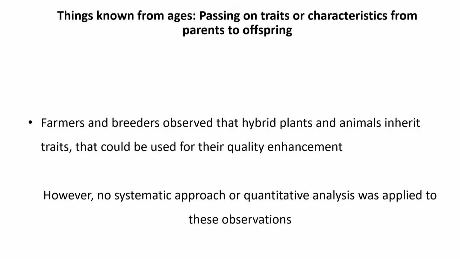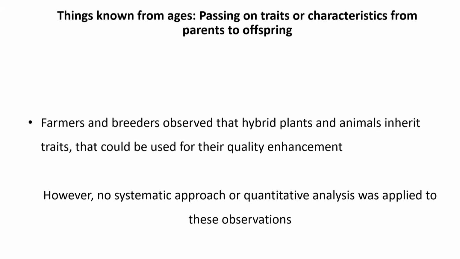But what is missing then? The missing aspect is how exactly these kinds of variations are being transferred from one generation to another. Where are these variations coming from? Where exactly are they located? What is the source of variation, right? These are the things that people did not know. So I would say, in more specific words, that a systematic approach for quantitative analysis is something that was missing. The phenomenon is already known, but how it is happening is not very clear.